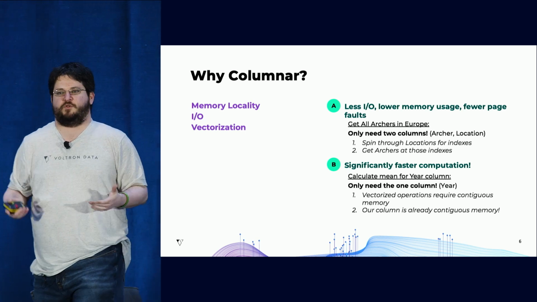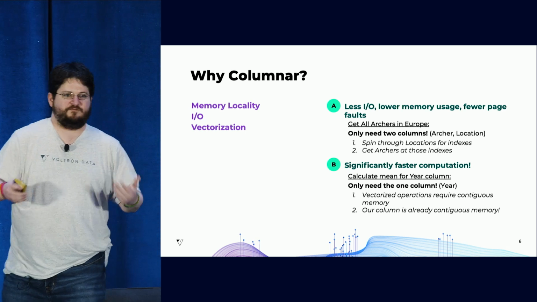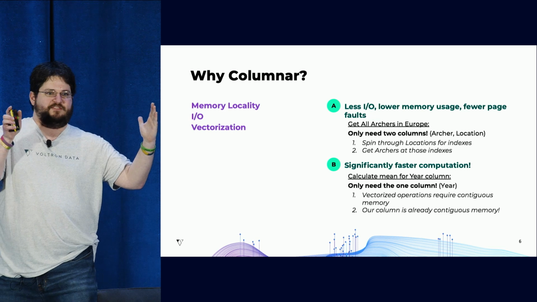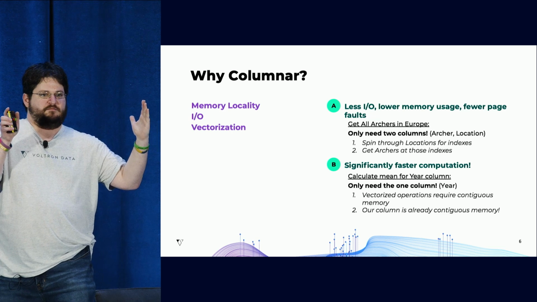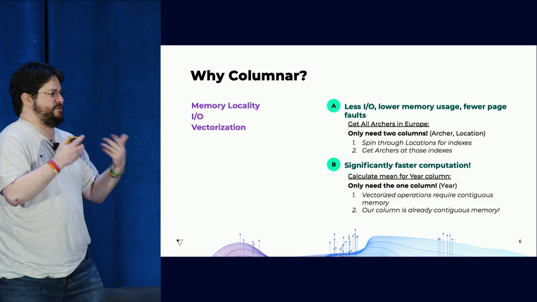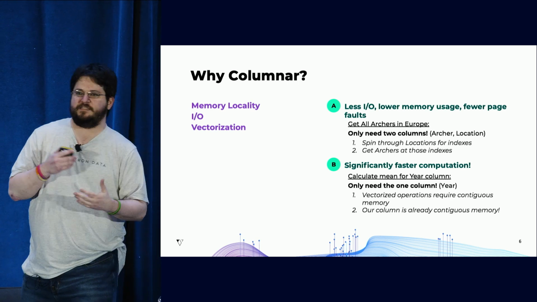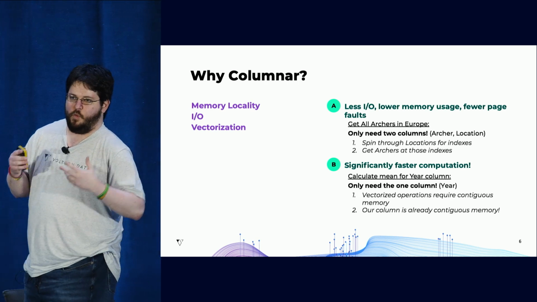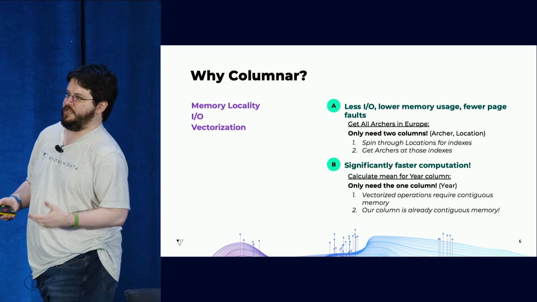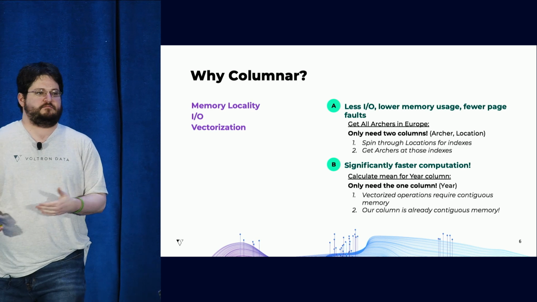But if you have a column-oriented memory buffer, everything's already in that vectorized contiguous chunk, and you can easily run those vectorized operations on it. So that's kind of the pull here. That's why you want the column-oriented data in memory when you're doing things.